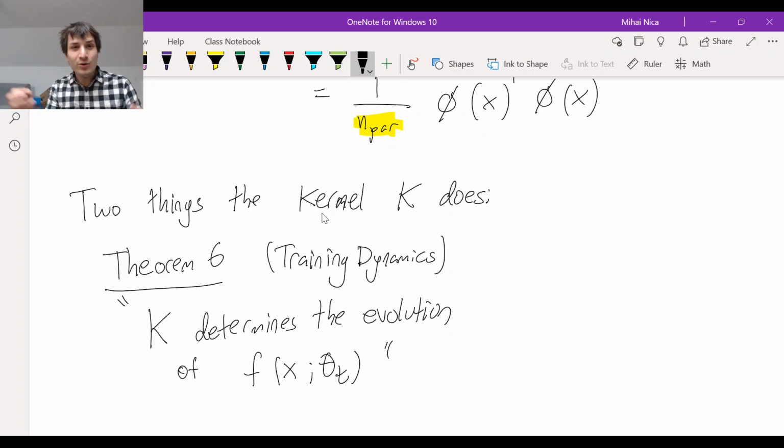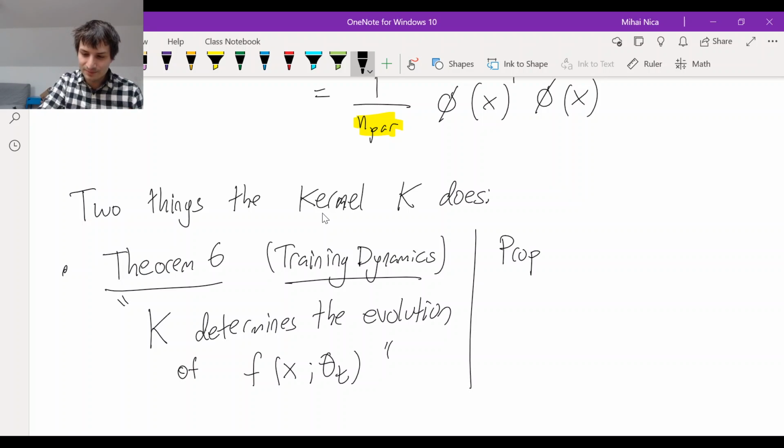So if you want to know what the function is doing, how the model is evolving under this gradient flow, K tells you what it does. I call that training dynamics, and I put that in theorem 6. I'll tell you what it is in a sec. That's the first thing that K does. And the second thing that K does is in proposition 7, which is the initial distribution.